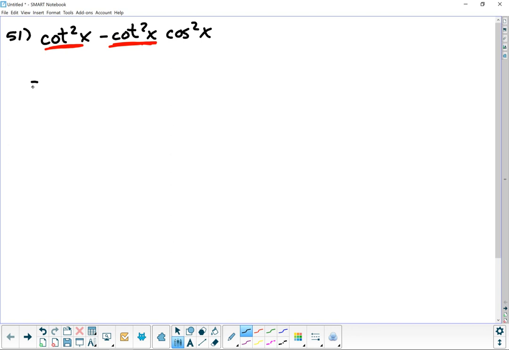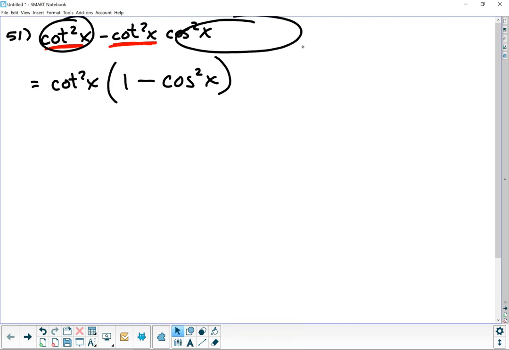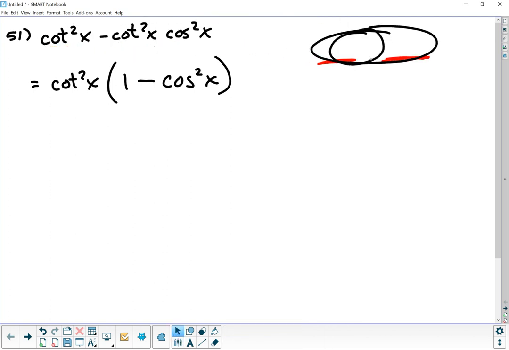So it's going to look like cotangent square x has been factored out. And left over, I will have a 1, because from this term, if I take a cotangent square x out, I am left with 1. And with this term, if I take a cotangent square x out, I'm left with cosine square x. Okay, so that's what I did.